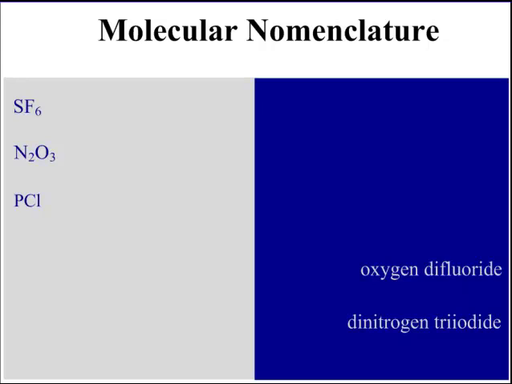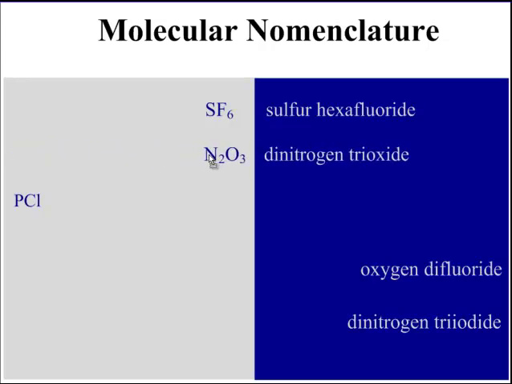For this first one, SF6, the first element, there's only one of them, but we don't use the mono prefix, so that's just going to be sulfur. And 6 Fs means hexafluoride. N2O3 becomes dinitrogen trioxide. PCl, we don't use the mono prefix for the P. We have to use the mono prefix for the Cl. So we get phosphorus monochloride.